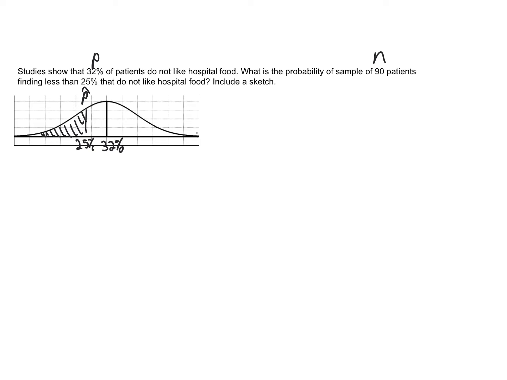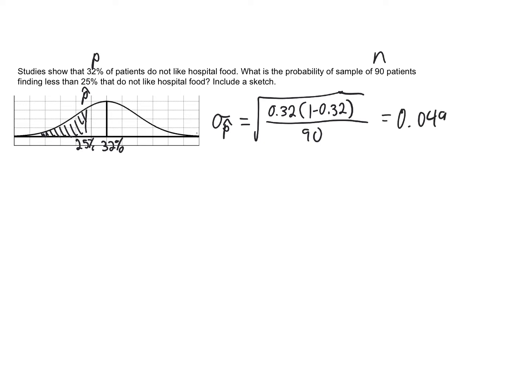We're going to need our standard error for proportions, which is the square root of P times 1 minus P over N, which gives us approximately 0.04917. We can use that to find our Z, which will be P hat minus P over our standard error.